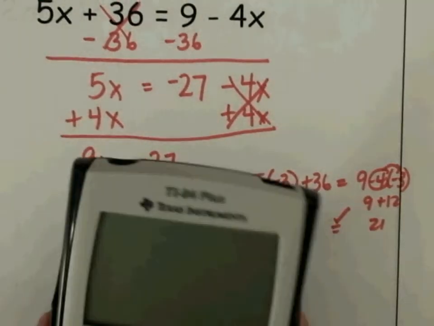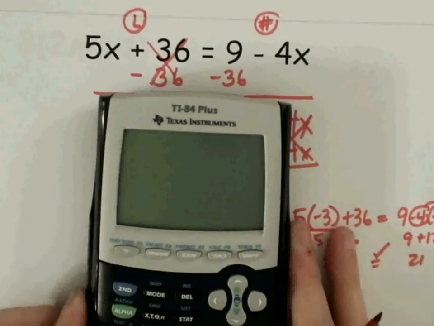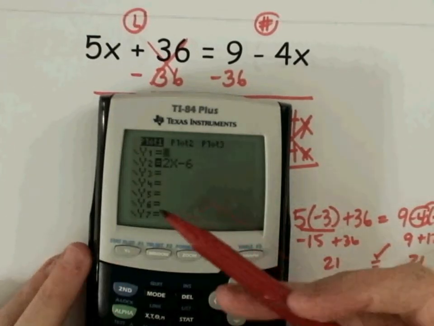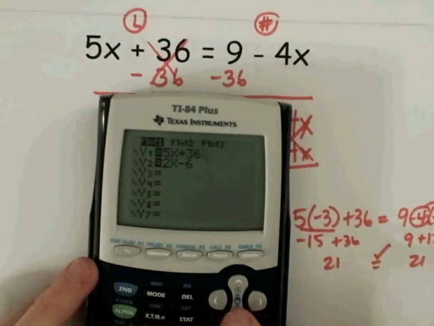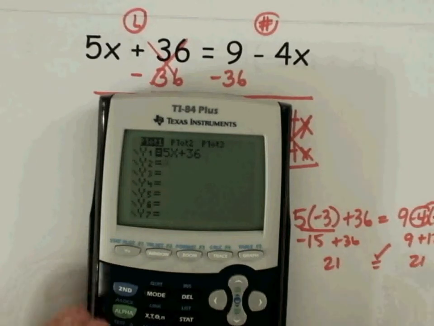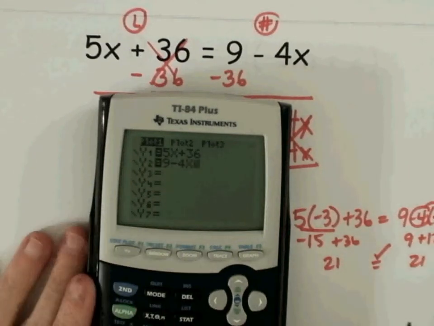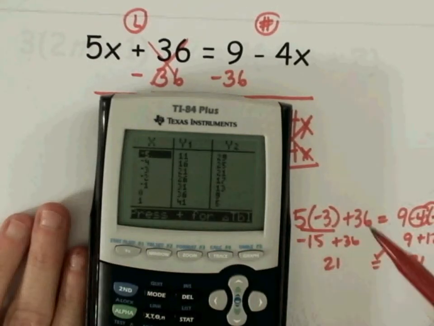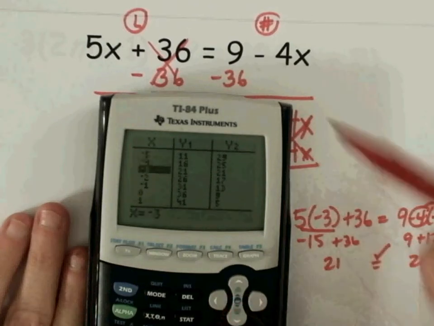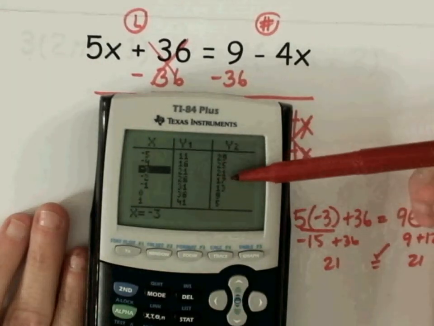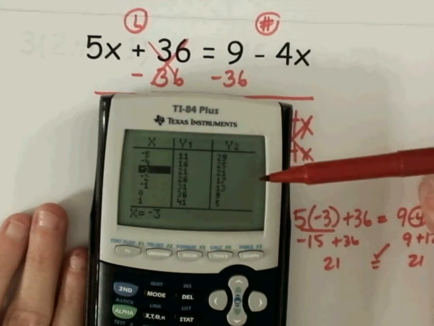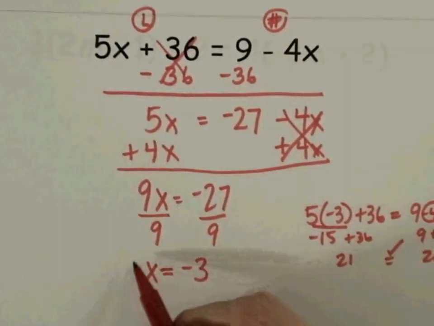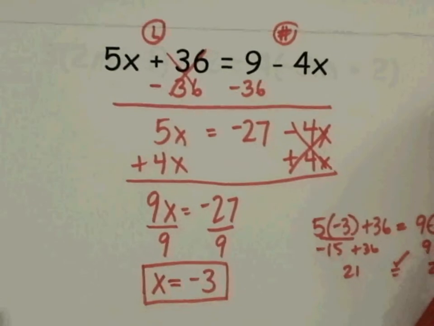The other thing I can do is look at my calculator. So I can take this original equation. I will put the left side of my equation, so 5x plus 36 in y1, and I'll put the right side, 9 minus 4x in y2, and hit second table. And what I should see there is I thought my answer was negative 3. So I'm going to scroll to negative 3, and if you notice, everything in that row is equal. I have negative 3, 21, 21. So I know that they're equal when my x is negative 3. So in two ways, I've now confirmed that x equals negative 3.